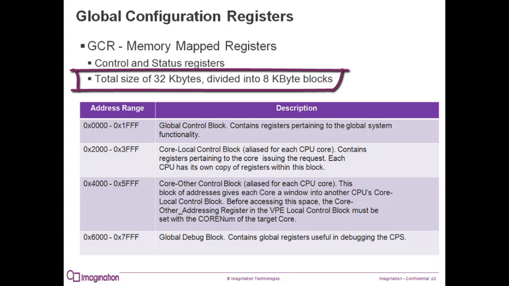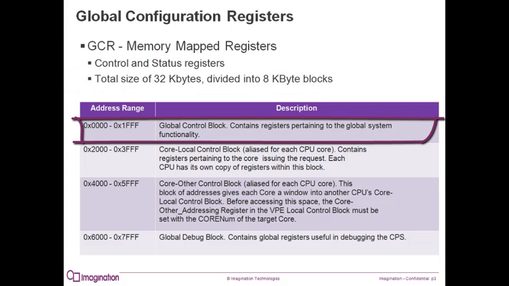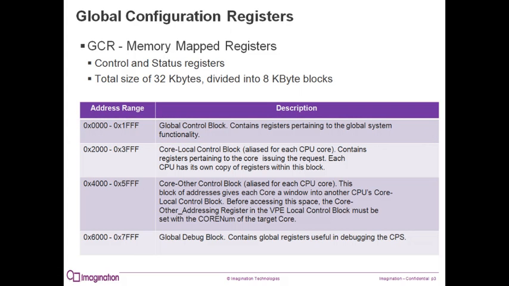The GCR space has a total size of 32K bytes, which is divided into 8K blocks. The first block is the Global Control Block. This is a system-wide block that covers all global aspects of the coherent processing system.